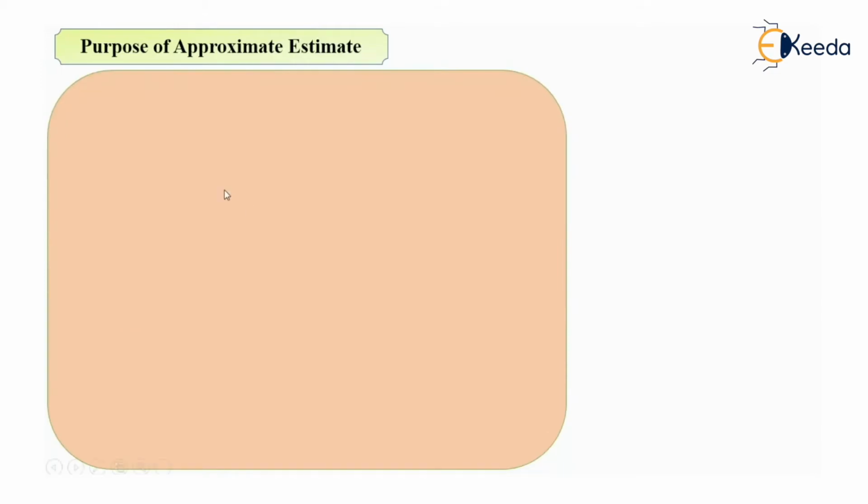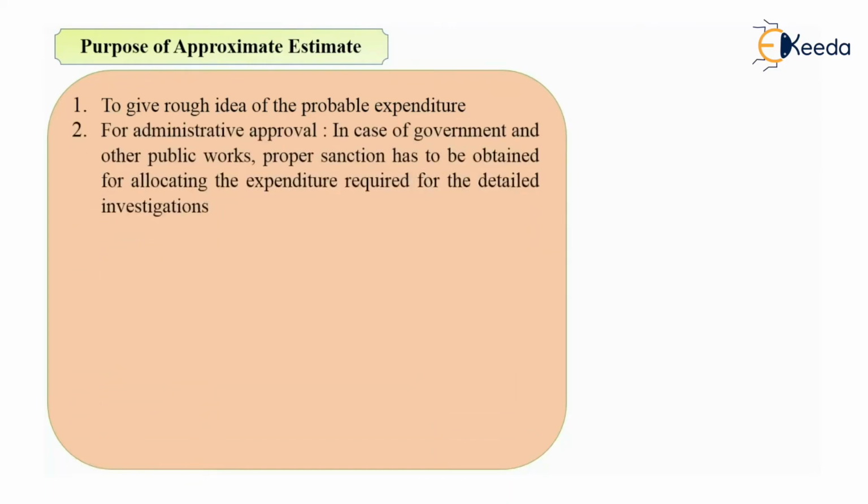Now let's see what is the purpose of approximate estimate. I have told you what is approximate estimate, so from that you can judge what will be the purpose of approximate estimate. The first purpose is to give a rough idea of the probable expenditure. As I told you in the introduction, it gives you a rough idea of probable expenditure, and that can be obtained from this approximate estimate.